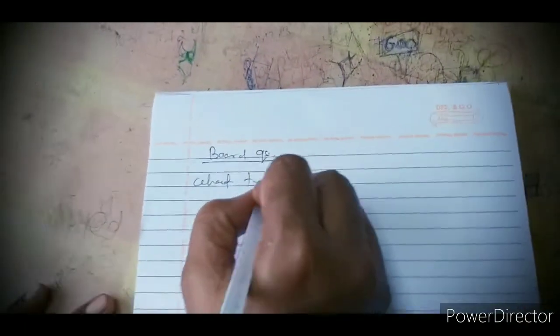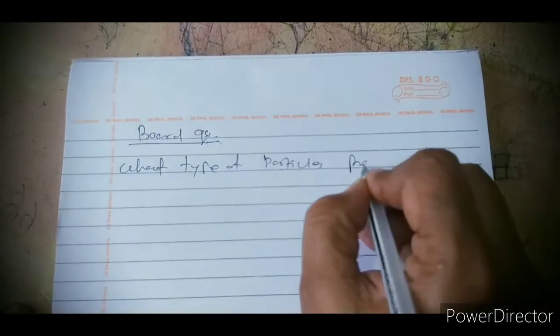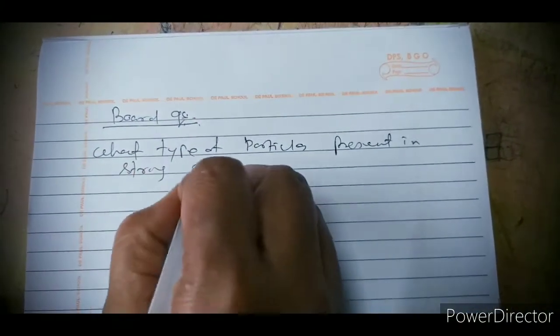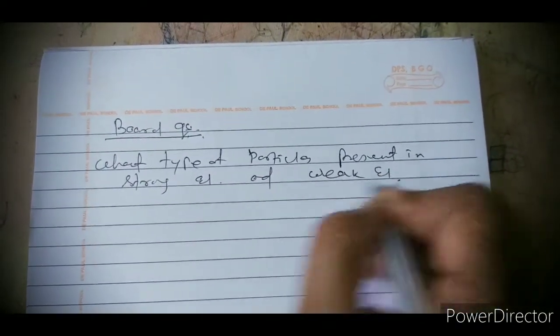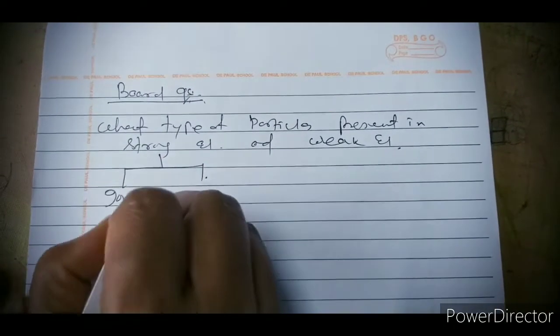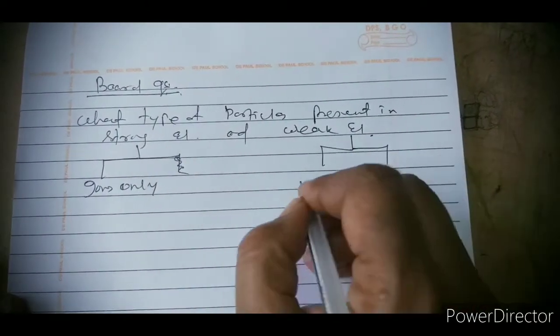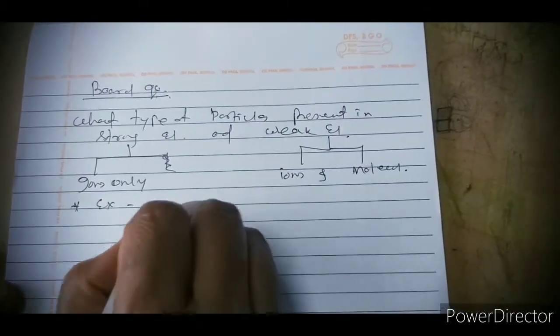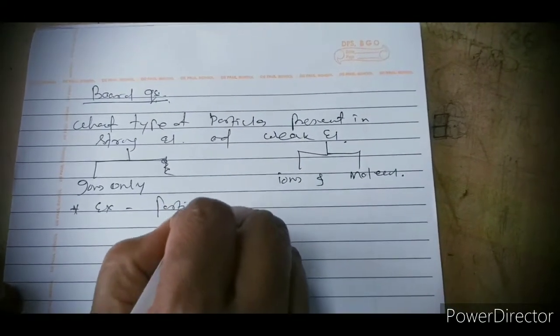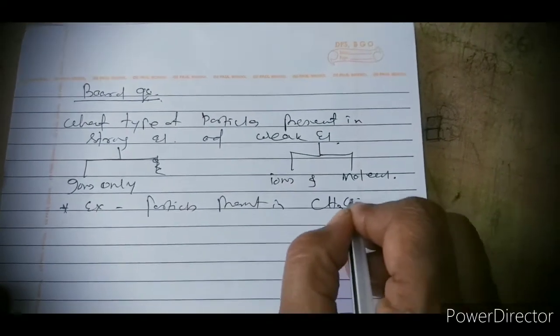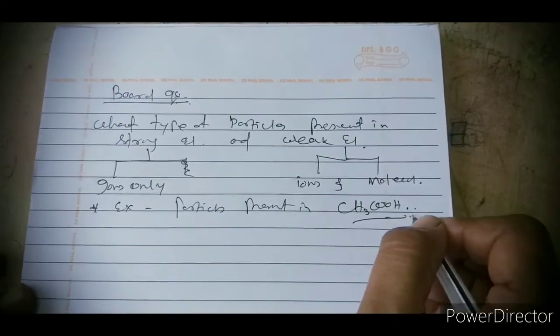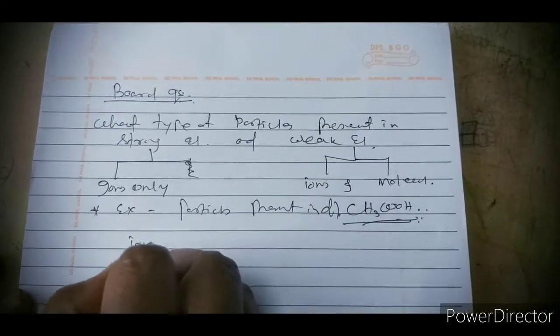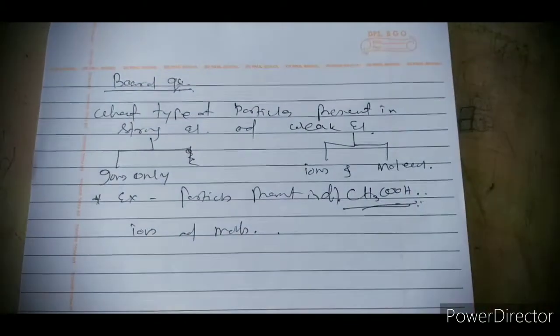What are the other things? Okay, now ready? Here, sometimes a board question comes: what type of particles are present in a strong electrolyte and a weak electrolyte? Under strong electrolyte we will write ions only, and in the case of weak electrolyte we will write ions and molecules. Sometimes it gives an example, for example, the particles present in CH3COOH, acetic acid solution, or dilute acetic acid. In that case, you can write ions and molecules. So this is about strong electrolyte and weak electrolyte.